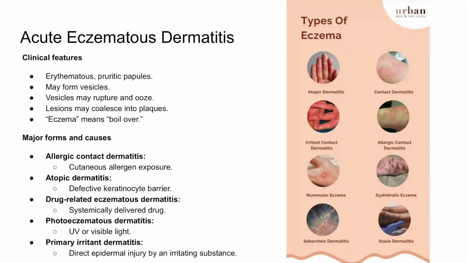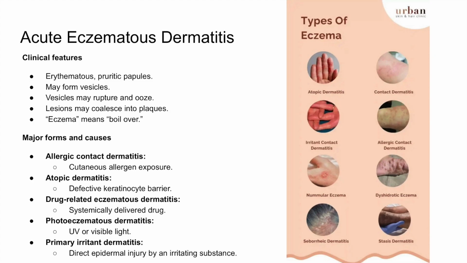All right, acute eczematous dermatitis produces intensely pruritic erythematous papules and plaques that may form vesicles, rupture, ooze, and develop crust. The characteristic microscopic finding is spongiosis, or intercellular edema between epidermal keratinocytes. Severe spongiosis can create the small vesicles seen clinically.